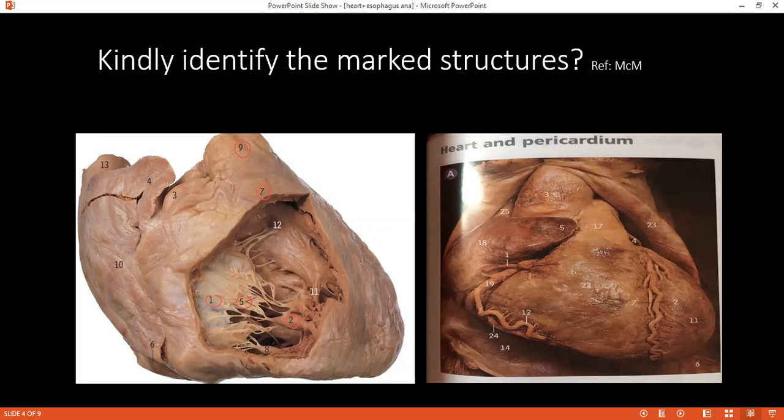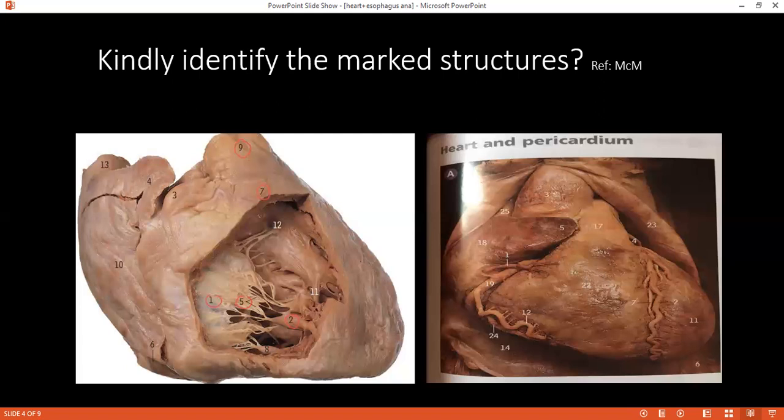If you can identify 25. These are the ones they ask in the exam. 3. Three is aorta. 5, please. Auricle of right atrium. 17. Pulmonary trunk. 18, please. Right atrium. And here it's right ventricle. All right. Can you tell me how many cusps there are for aortic valve?